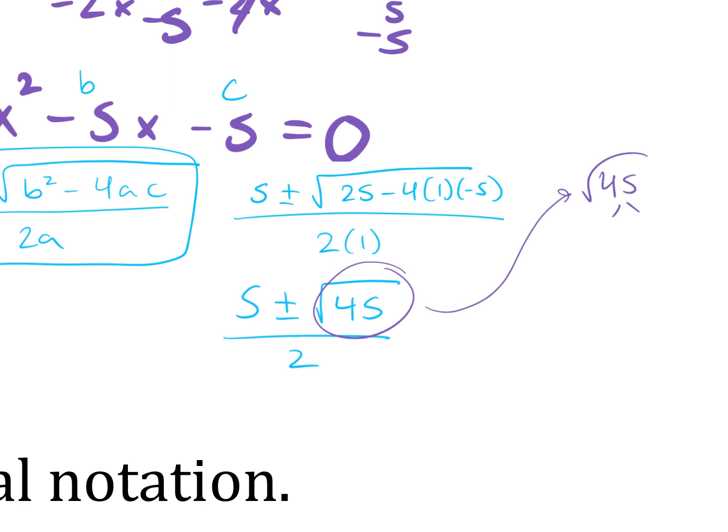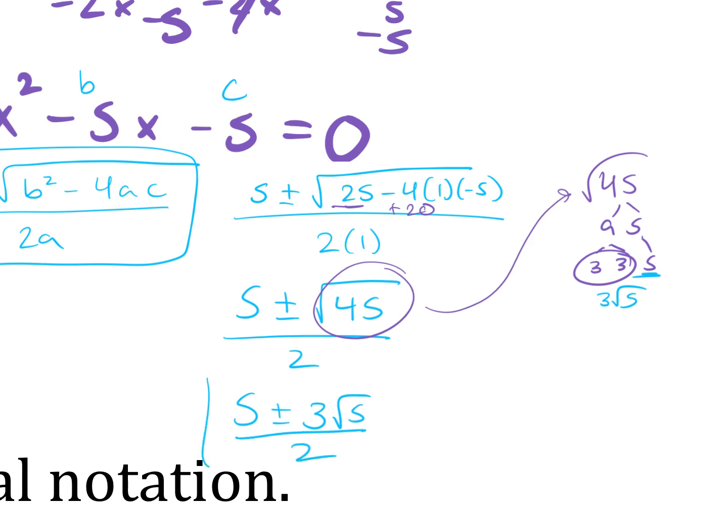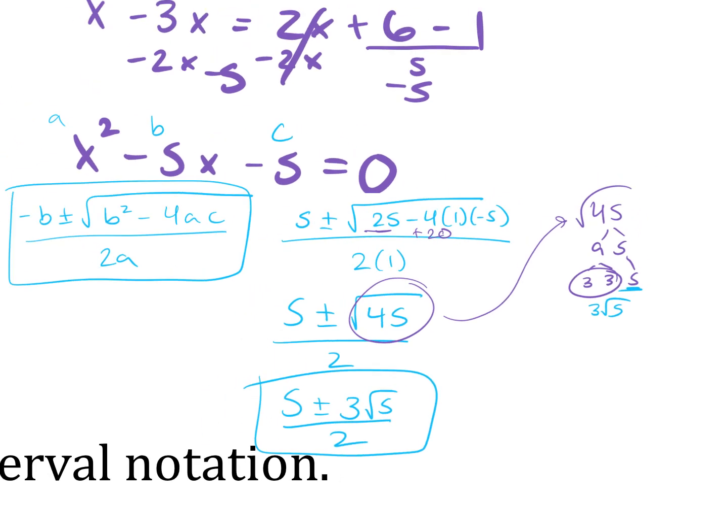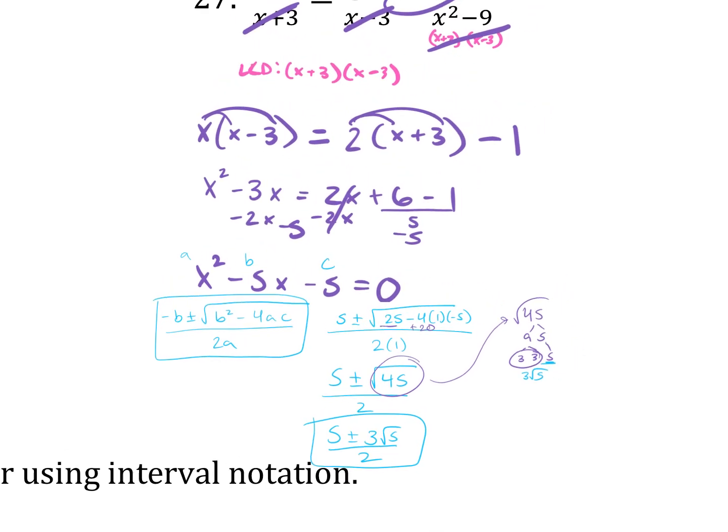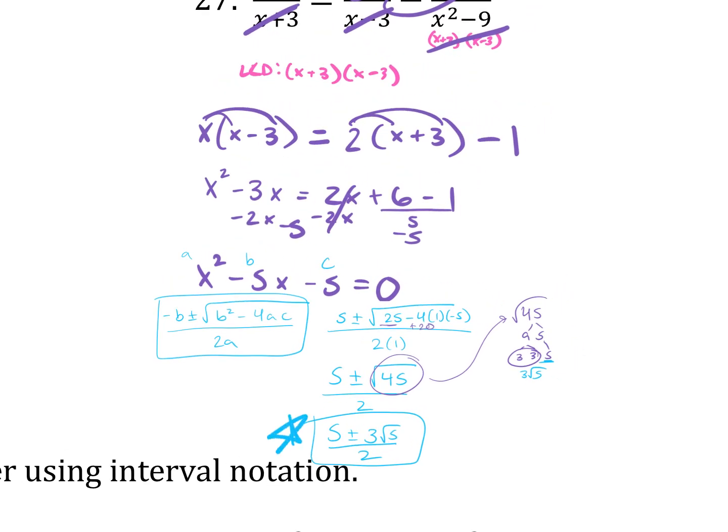What are 2 factors of 45? 25 plus 20. 4 times 5 is 20. 9 and 5. 2 factors of 9: 3 and 3. So what is going to come to the outside? 3. So we have 5 plus or minus 3. What stays on the inside? 5. So 3 square root 5 over 2. This would be our answer.